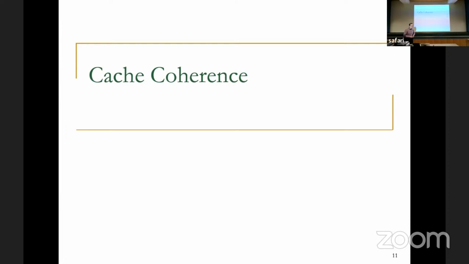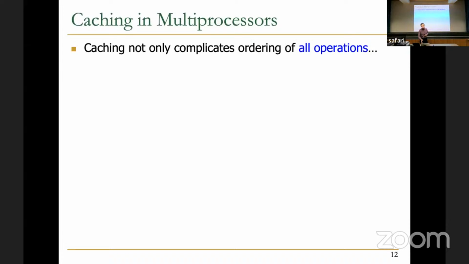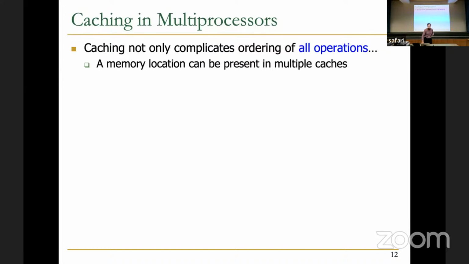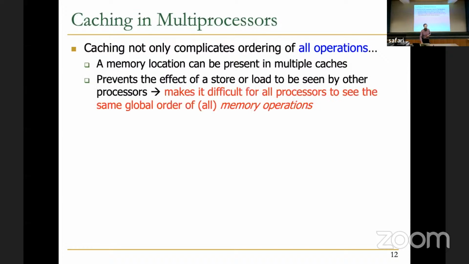Okay, now let's jump into cache coherence then. Cache coherence is going to be a similar problem in multiprocessors, but in a very different way. And we've already distinguished it. I'm going to distinguish it a little bit more. Essentially, this happens because you cache data. And caching not only contemplates ordering of all operations, like we discussed earlier. A memory location can be present in multiple caches. And this is also shown earlier.